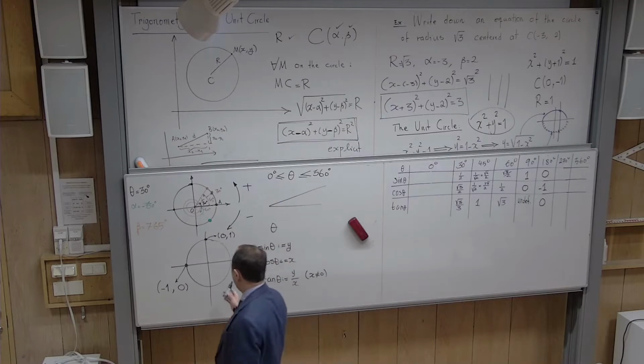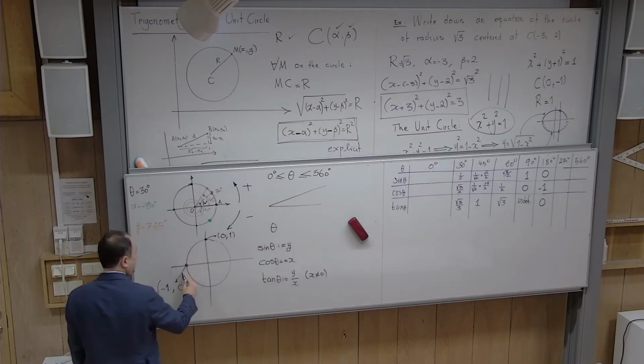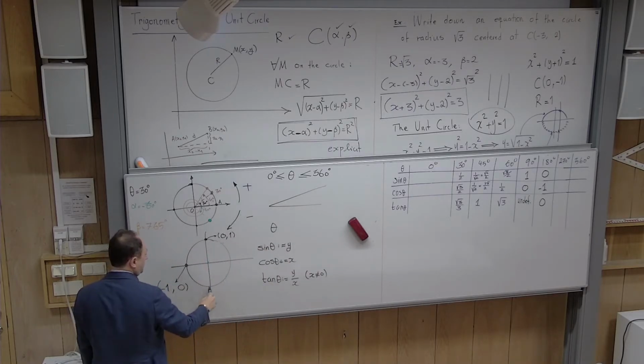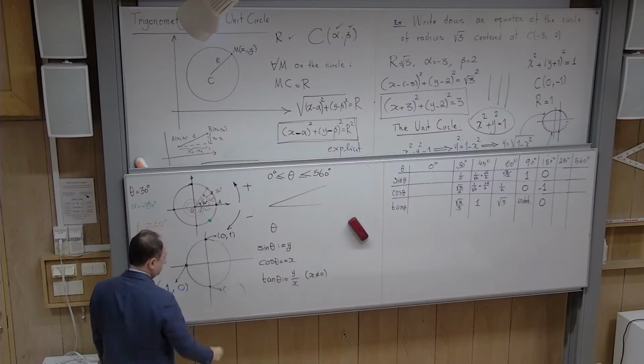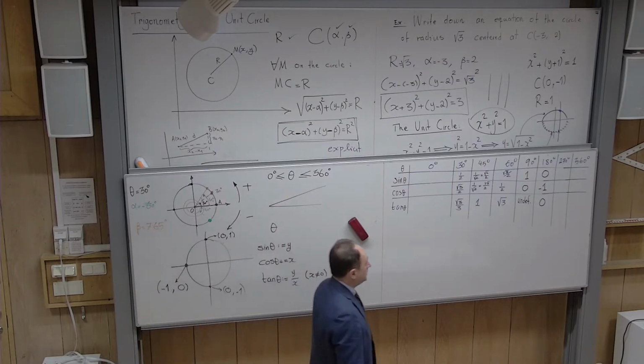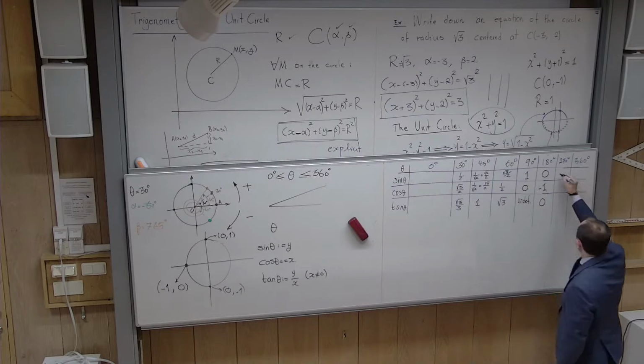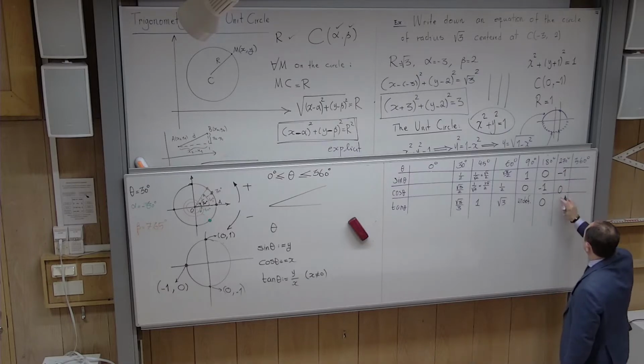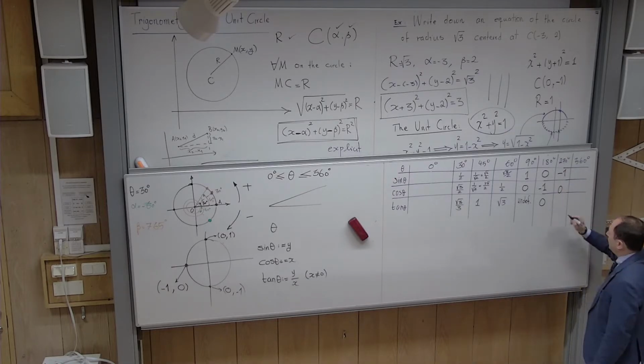270 degrees. Again, I start here, I go not 1 full run, I go 3/4 and I reach here. So what are the coordinates? X is 0, Y is minus 1. So I go back there. So the Y coordinate, the X coordinate. So what is the tangent? Undefined. Undefined.